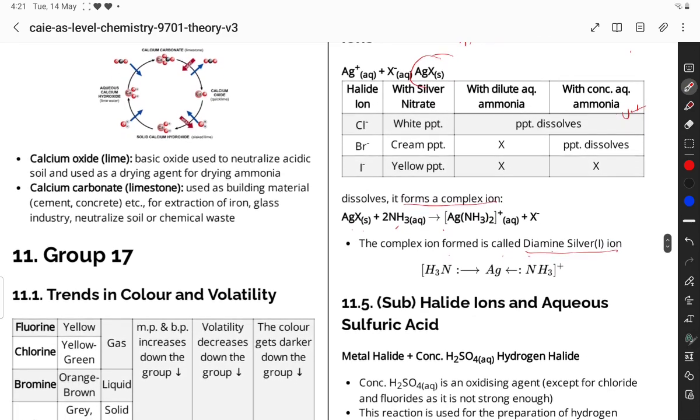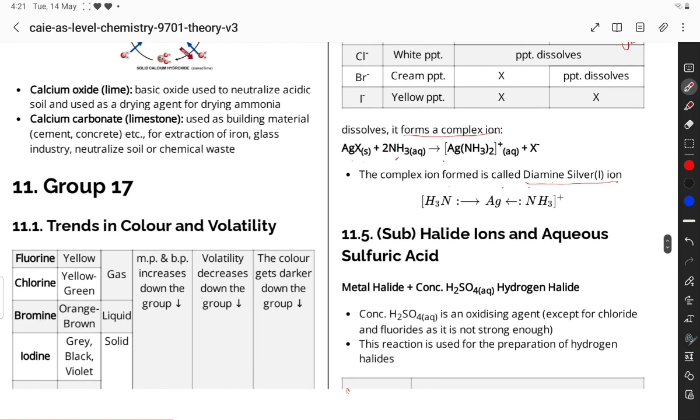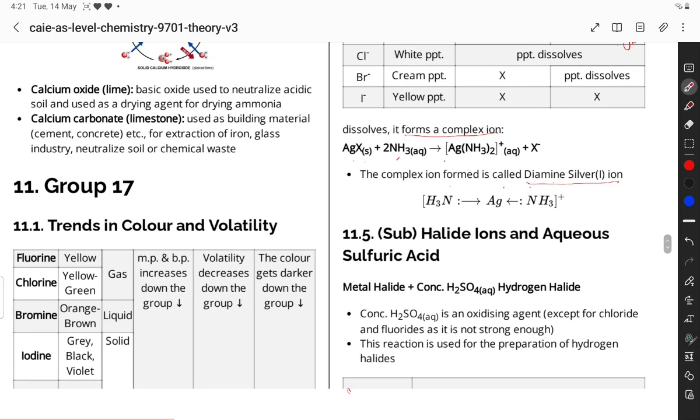Halide ions with concentrated sulfuric acid. Metal halides plus concentrated sulfuric acid, this is also a very important reaction of halogens. Hydrogen halides are formed. Concentrated sulfuric acid is an oxidizing agent except for chloride and fluoride, as it is not strong enough. So concentrated sulfuric acid cannot oxidize HCl and HF, because HCl and HF are weaker reducing agents than HBr and HI.